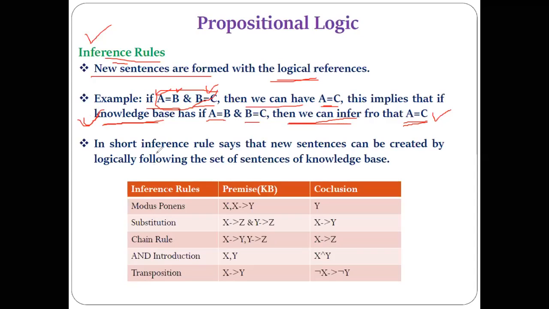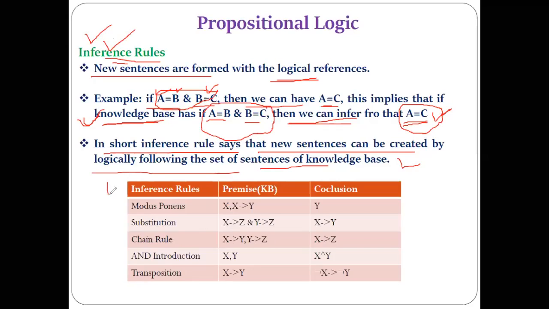So, in short, we can say inference rules say that new sentences can be created by logically following from the set of sentences in the knowledge base. Now here, which new sentence was generated? A equals C. From which sentences? A equals B and B equals C. Correct? And how have we generated this new sentence? With the help of inference.